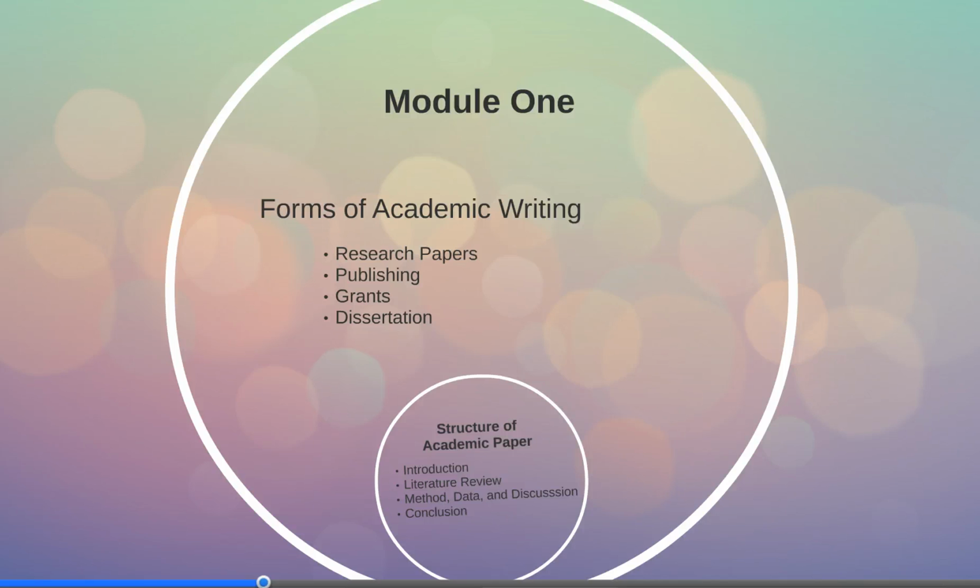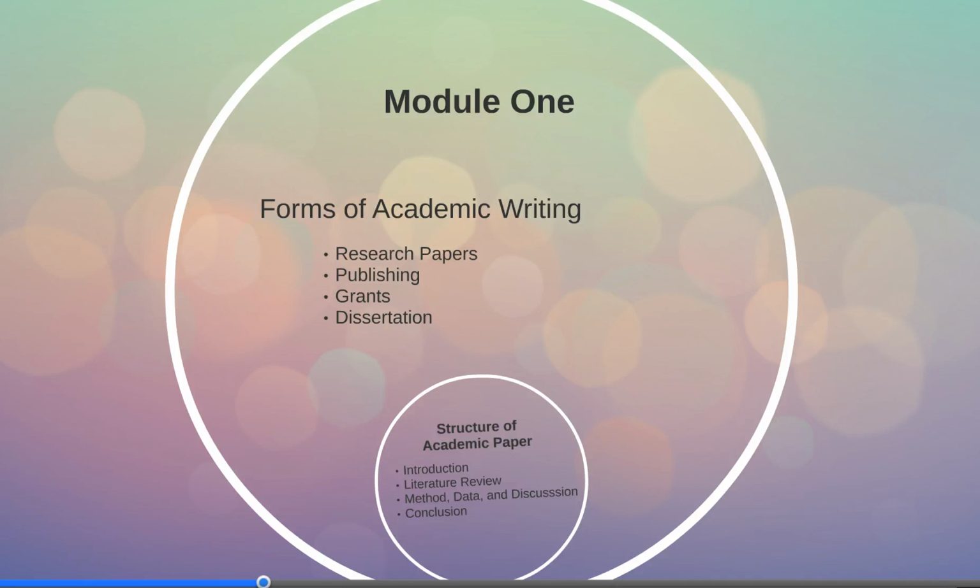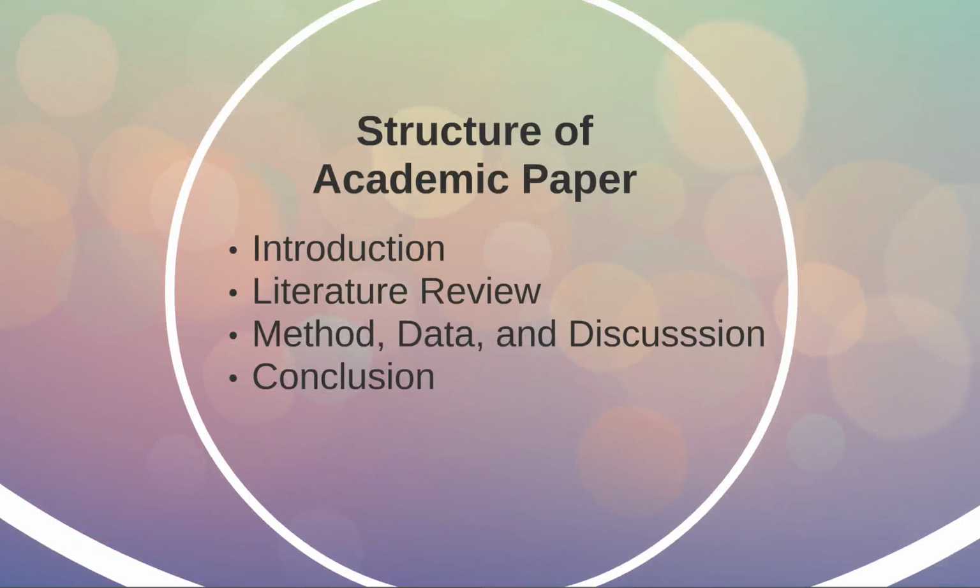So in the first module, we're going to talk about the variety of forms of academic writing. Research papers that you might write for a class, publishing paper, how to publish your research, a little bit about grant writing applications, and a little bit about dissertation writing, all of which will be covered in other classes. And then specifically, we'll focus on the structure of an academic paper, the introduction to the academic paper, the literature review, the method, data, and discussion, and the conclusion of an academic paper.